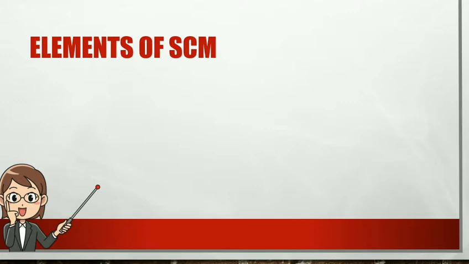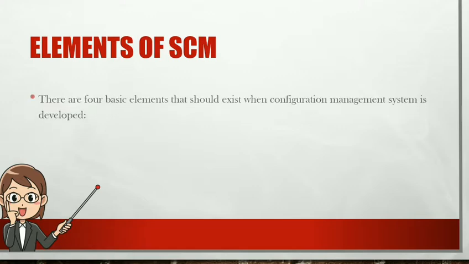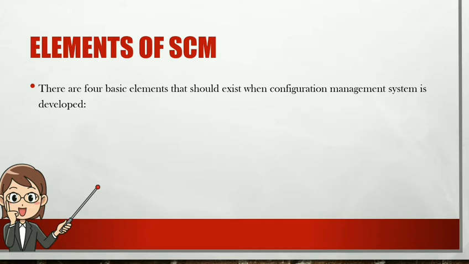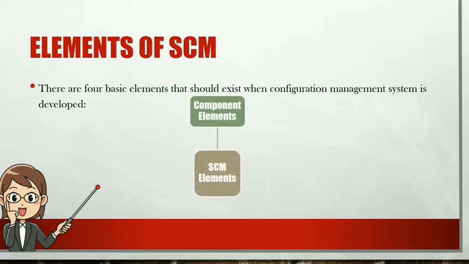Now we'll see the elements of SCM. Basically, SCM can also be considered as a software quality assurance activity during the software development process. So, there are four basic elements that should exist when a configuration management system is developed. What are they? We'll see that. First is the component element. The tools in the file management system use software configuration items, and that is called the component element.